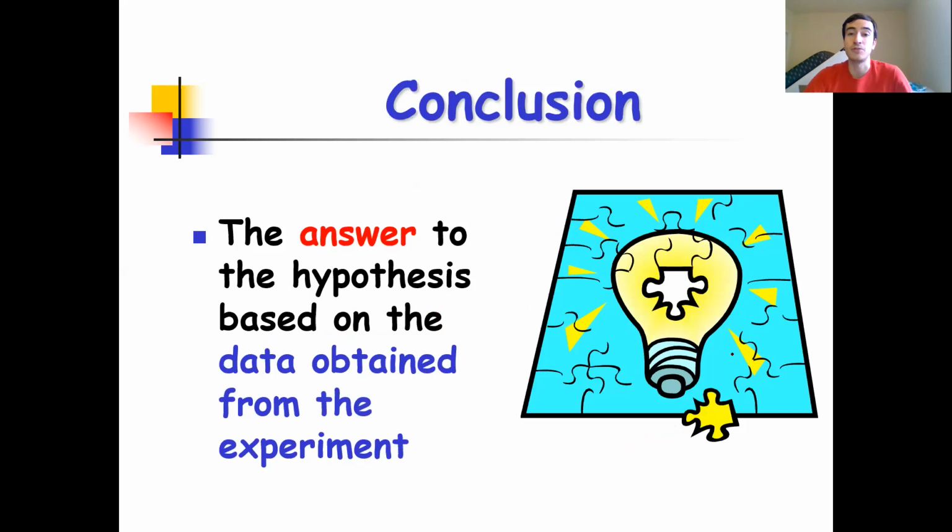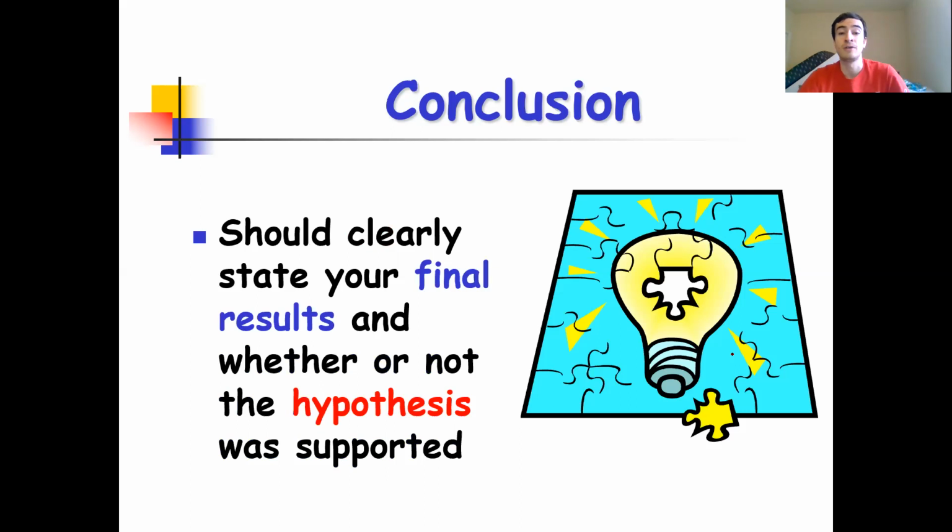So you use your data, you use your results to reach your conclusion. So your conclusion is the answer to your hypothesis based on these results. It's essentially a makeup of what did you find, what are your final results, and is your hypothesis supported? So do you support your hypothesis? Were you right in your initial guess? Or is your hypothesis not supported? Were you completely off base from what you guessed earlier to what you actually found?